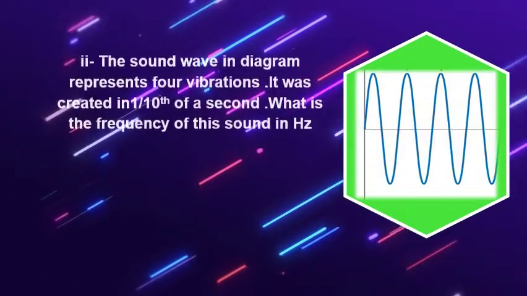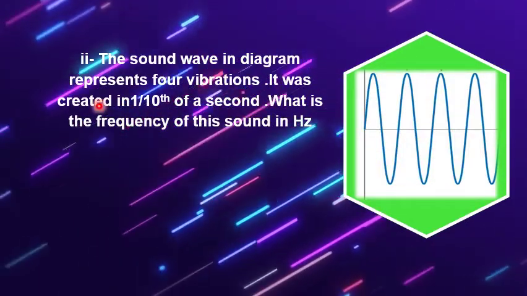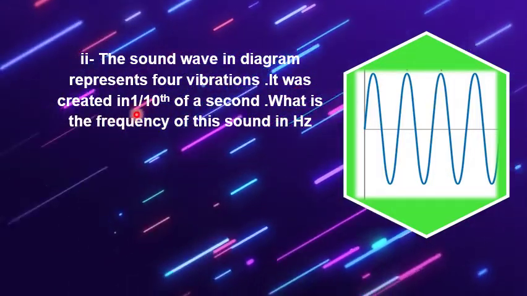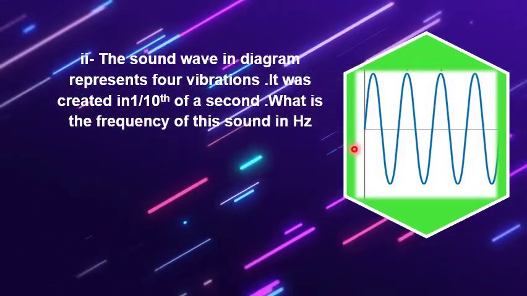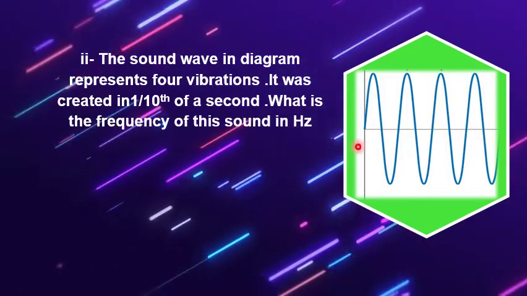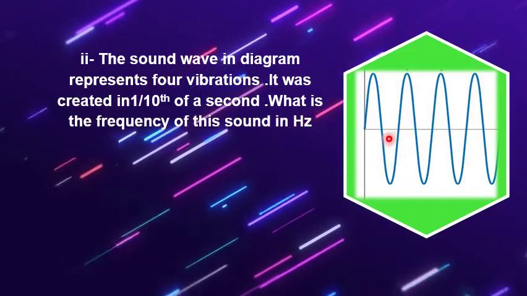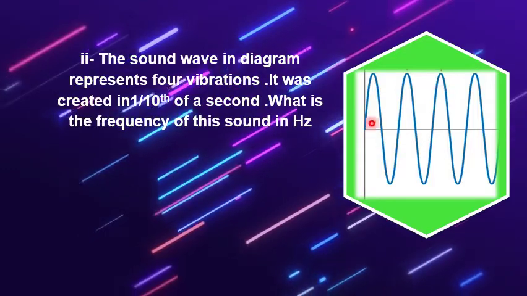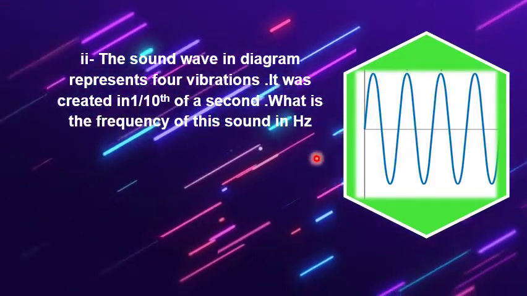Part 2 of the question is, the sound wave in the diagram represents 4 vibrations. It was created in 1/10 of a second, meaning from here to here is 1/10 of a second. What happens? 1, 2, 3, 4 vibrations are produced. So what is the frequency of the sound in hertz?